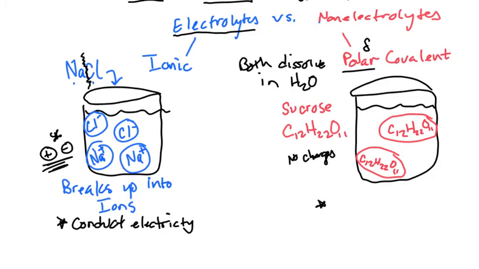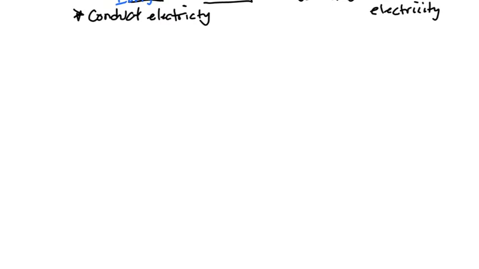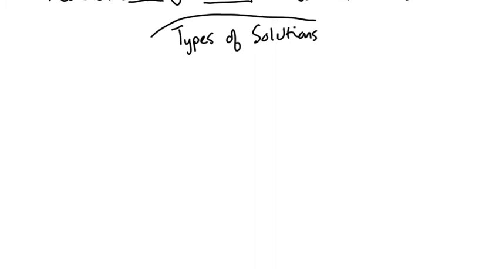Over here, since we have no real charges, these guys are not going to conduct electricity, which is why we call it a non-electrolyte. All right. Finally, last thing I want to talk about here is, very, very briefly, 3 different types of solutions. We want to classify them based on how much solute is dissolved in the solvent.